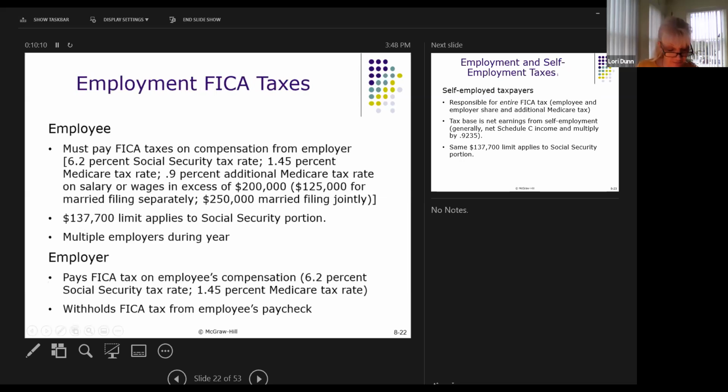So let's take a look before we go into FICA. I'm not going to spend too much time on that, but let's go through the examples with you. So hopefully if I walk you through them, you'll feel more comfortable with it. So I'm going right to page 8-9.